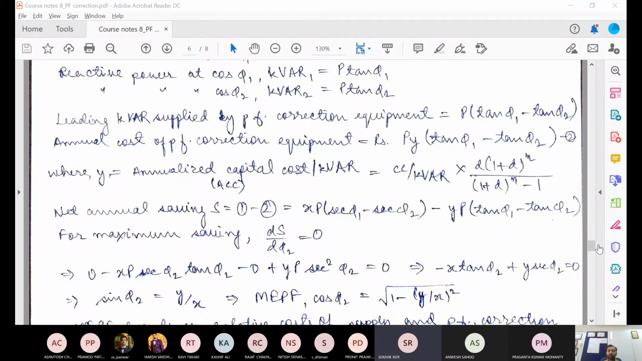Yes, sir. Sir, these consumers are basically 33 kV and 11 kV consumers, correct, sir? Yes, consumers. Consumers are 33 kV, 11 kV consumers.